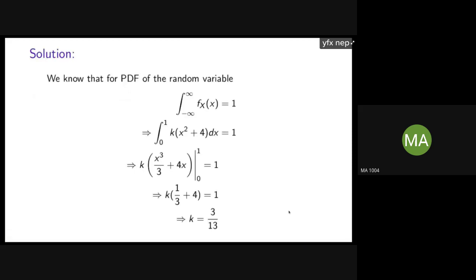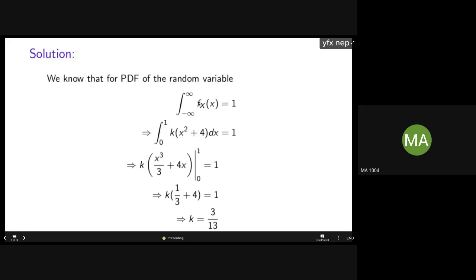So what is the property of a PDF? Over the range, when we take the integration of the PDF, sorry, here is the mistake. It should be fx of x into dx, equal to 1, right? When we integrate this PDF over the range, it should be equal to 1. Here the range is 0 to 1, and for other values it will be 0, so we are neglecting that.